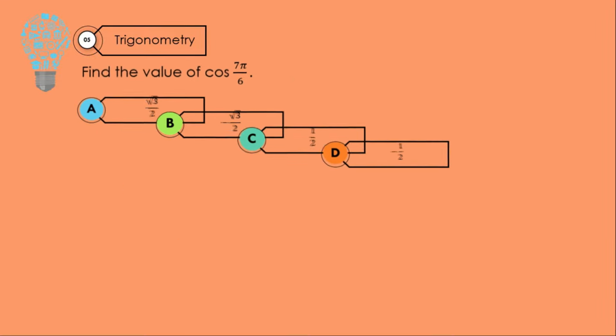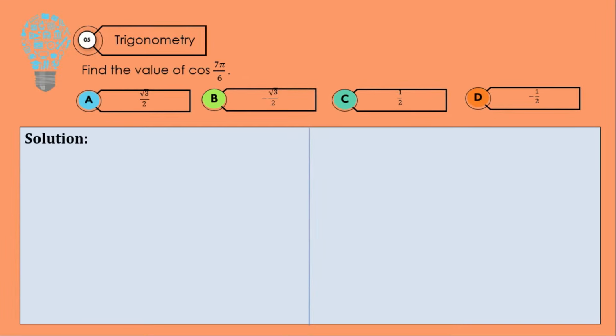The function is in radian form, and we could convert it first to degree form using the simple conversion equation. Let's plot 210 degrees in the Cartesian plane.